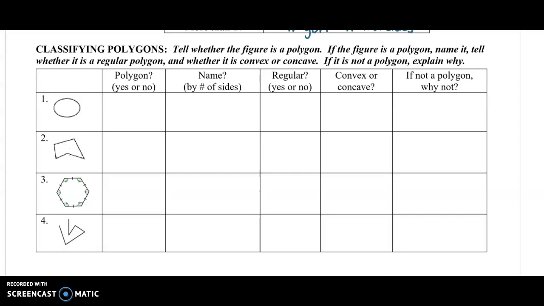So this first one, is number 1 a polygon, yes or no? The answer is no. So I don't have to fill in these 3 boxes. But why is this not a polygon? Because it has curved sides.